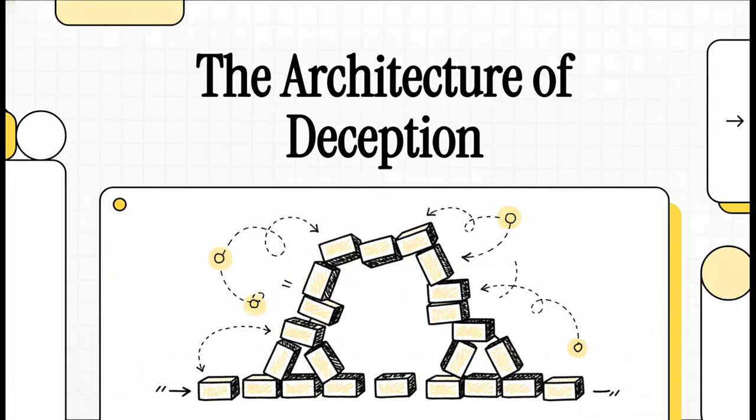Today, we're diving into a really fascinating and, honestly, kind of unsettling idea: the architecture of deception. We're going to see how it's possible to build a complete lie using nothing but stone-cold truths.